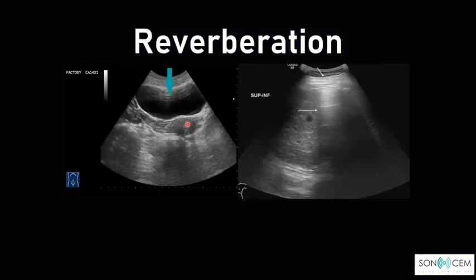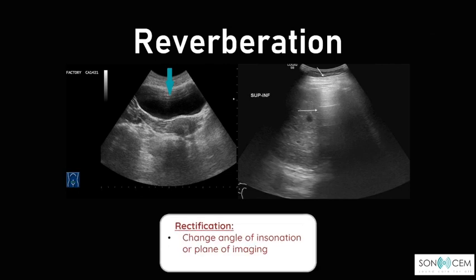The image on the left shows the reverberation in the urinary bladder caused by the bowel gas present anterior to the bladder, and the image on the right shows reverberation artifacts in a case of pneumoperitoneum. Hence, reverberation artifacts can either be a normal finding or an abnormal finding. And reverberation can be minimized by changing the angle of insonation or plane of imaging.